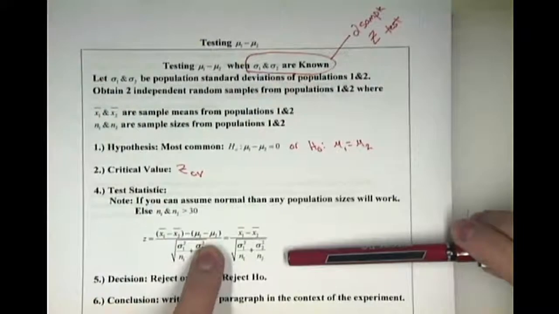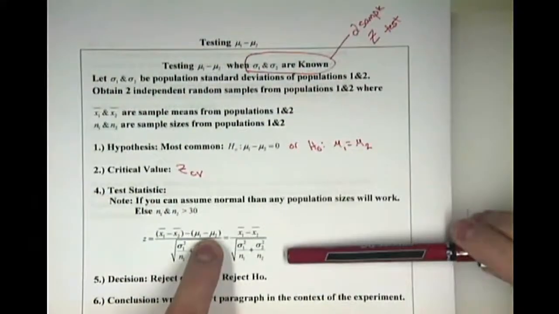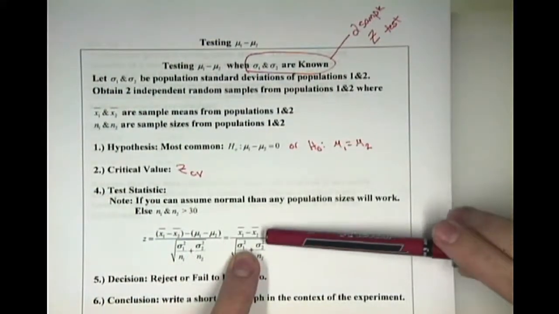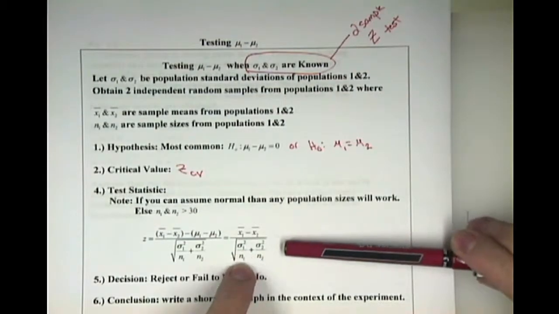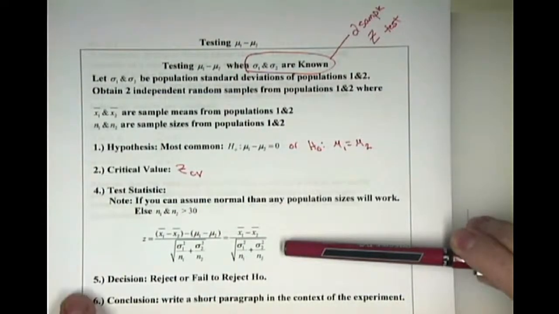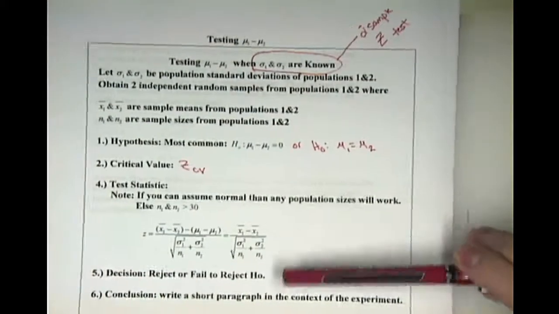Since the difference of the means is always assumed to be 0, we just subtract the two sample means and divide it by the square root of their variances over their respective sample sizes, and add that together, and then take the square root. Your decision, of course, you would reject or fail to reject, and then you write a conclusion.